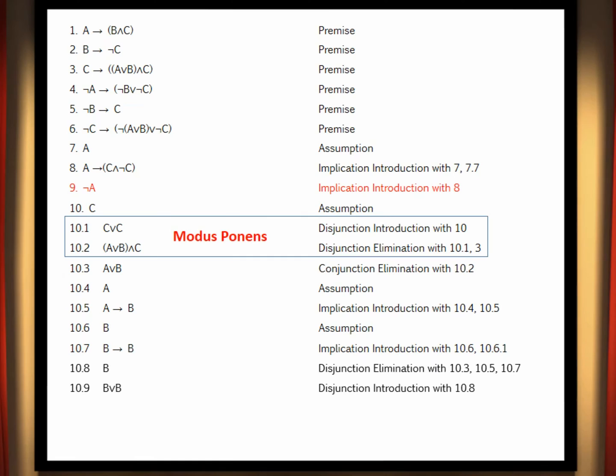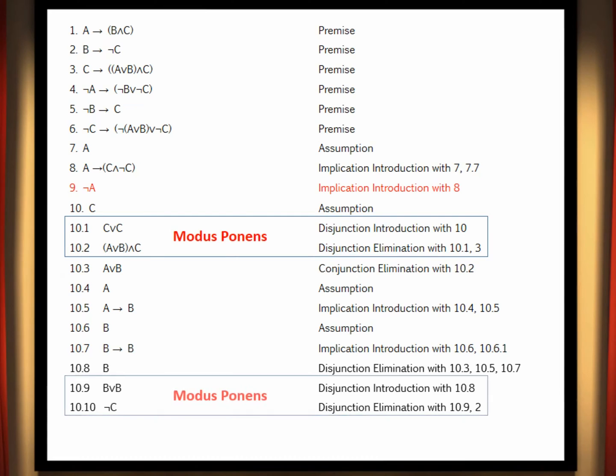10.9, B or B by disjunction introduction with 10.8. 10.10, not C by disjunction elimination with 10.9 and the second premise. 10.11, C and not C by conjunction introduction with 10 and 10.10. 11. C implies C and not C by implication introduction with 10 and 10.11.